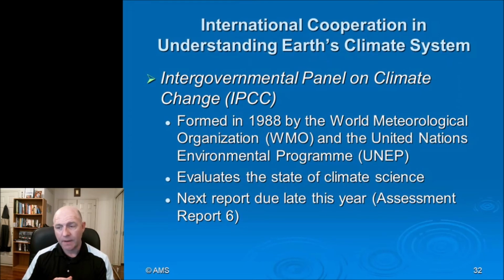All right. And their job is to evaluate the state of the climate science periodically. The IPCC isn't doing any original research. They're basically surveying the research that's being done and then reporting it back to decision makers, governments, heads of state, policymakers, and the like. The next one of these assessments is due later this year, 2021. It's called Assessment Report 6, or sometimes you'll just hear it called AR6.